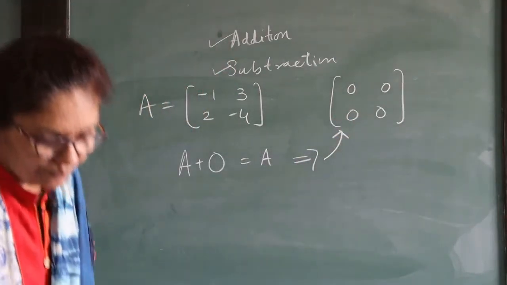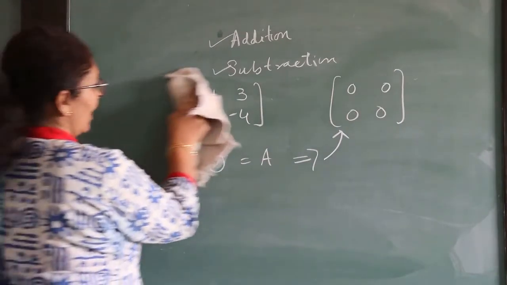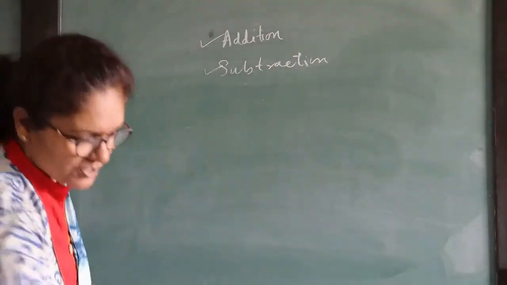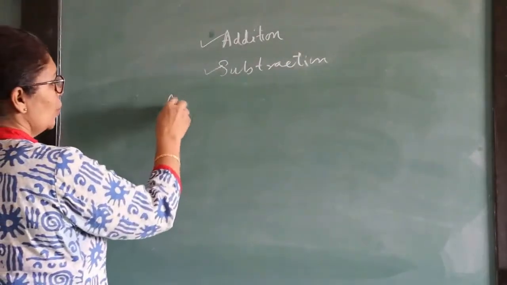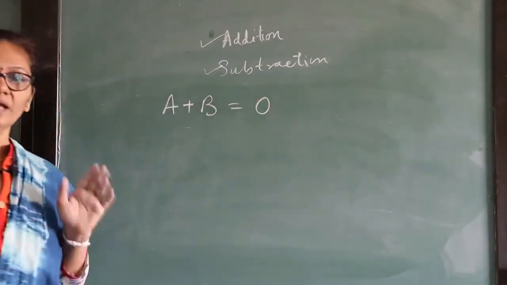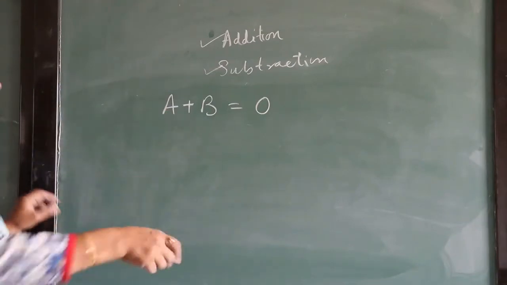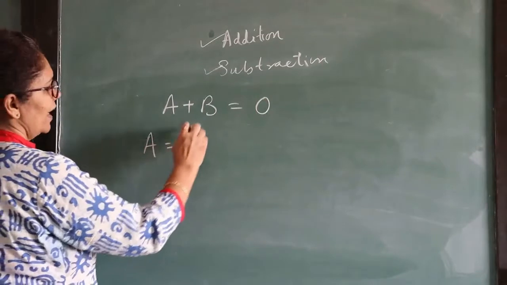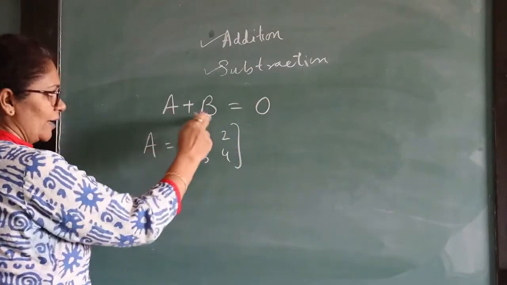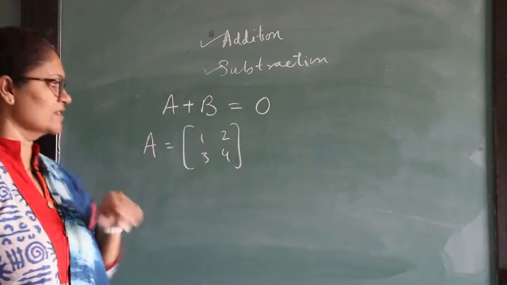Now same way, last property, additive inverse. Now from the word only you can understand that additive inverse means what? If you add two matrix and if you get identity element, then you can say both are inverse of each other. What is the meaning of it for additive inverse? Suppose I have taken A as 1, 2, 3, 4. Now we know that B is a inverse of A. Why we can say this? Because addition of these two matrices is 0.